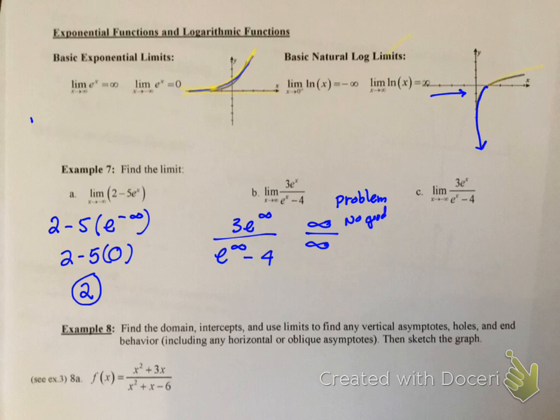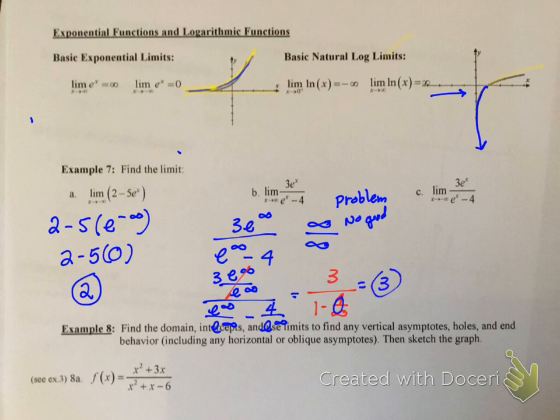So what do we do with it? So what you can do is you can do the same technique we used before, dividing each one by the power in the denominator. So I can do 3 e to the infinity over e to the infinity over e to the infinity over e to the infinity minus 4 over e to the infinity. Okay, and what happens this time is these cancel out, so I get a 3 in the numerator. E to the infinity over e to the infinity is 1, and 4 over e to the infinity, remember that this is going to be 4 over infinity, so that approaches 0. So I got 3 over 1, which is just 3.